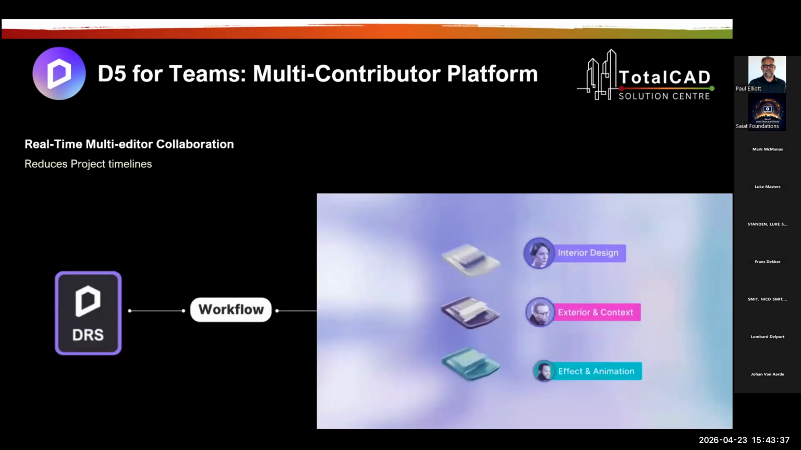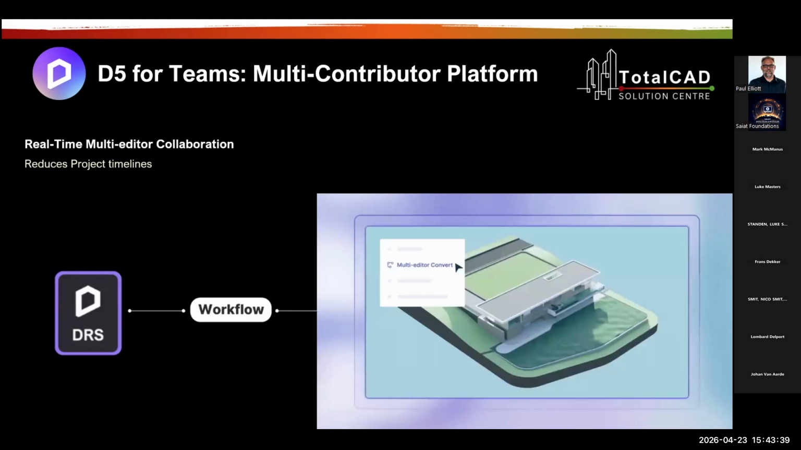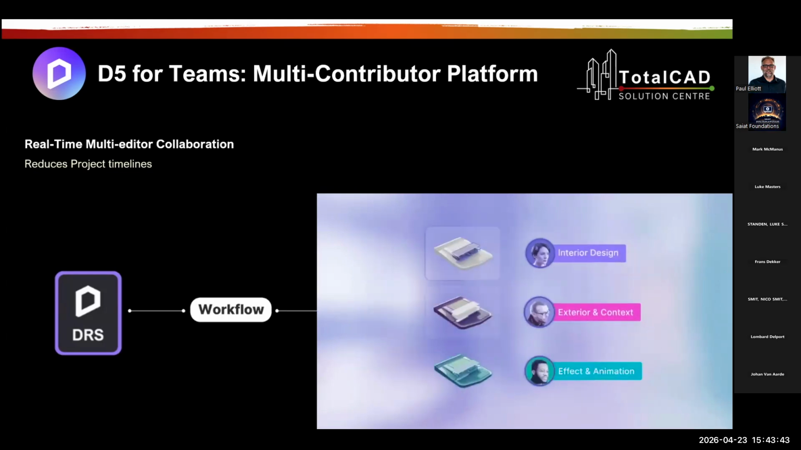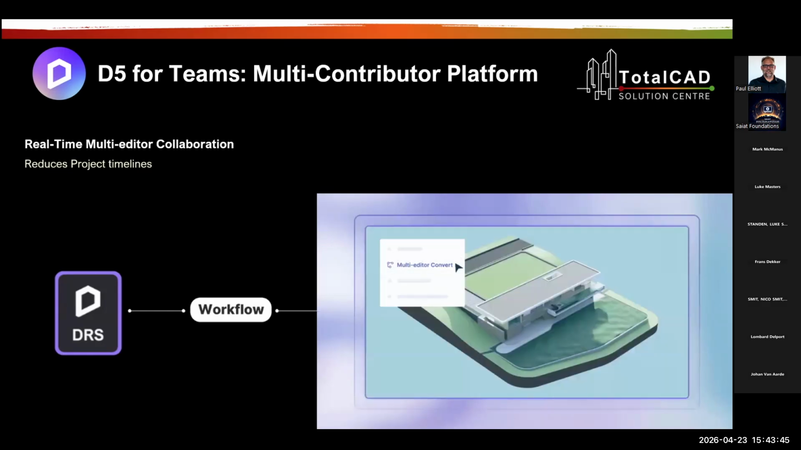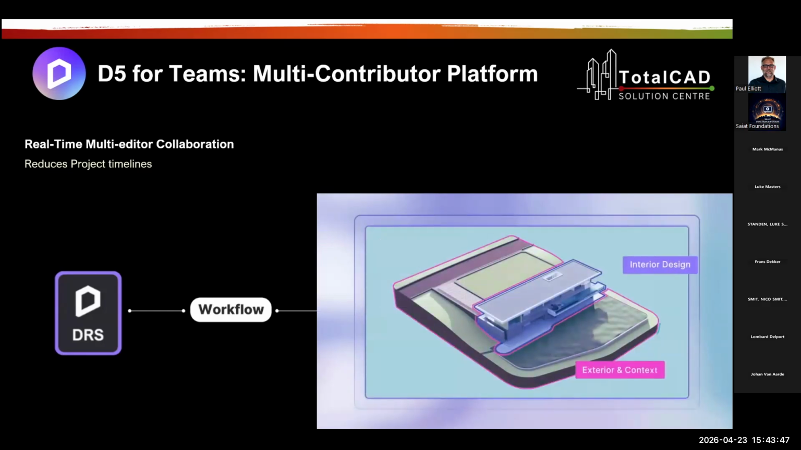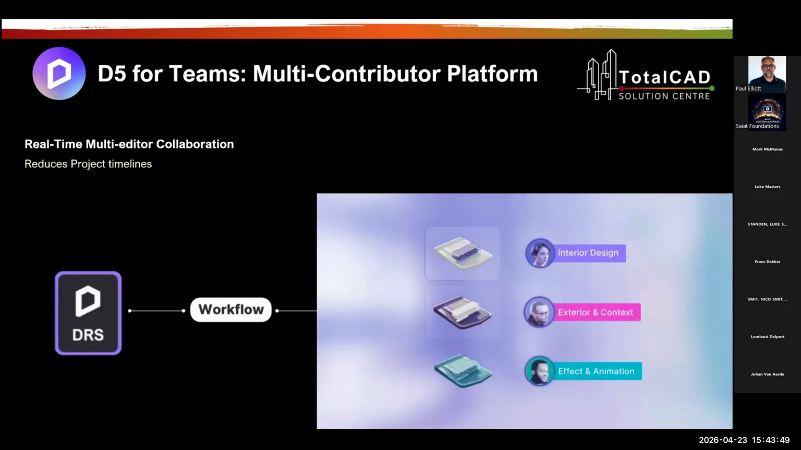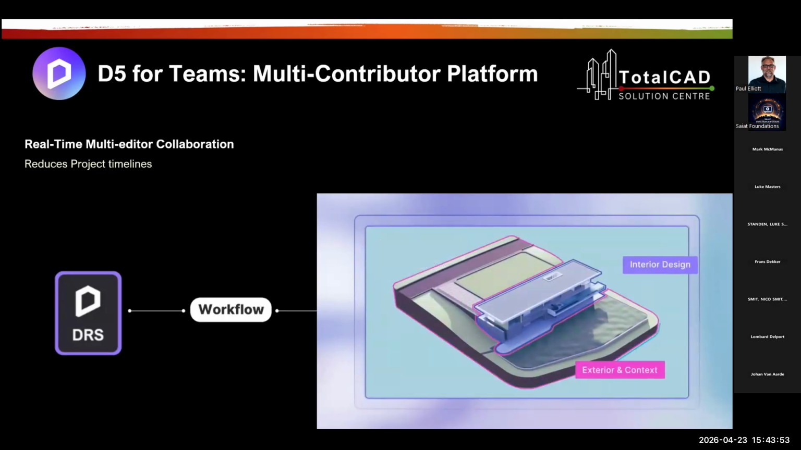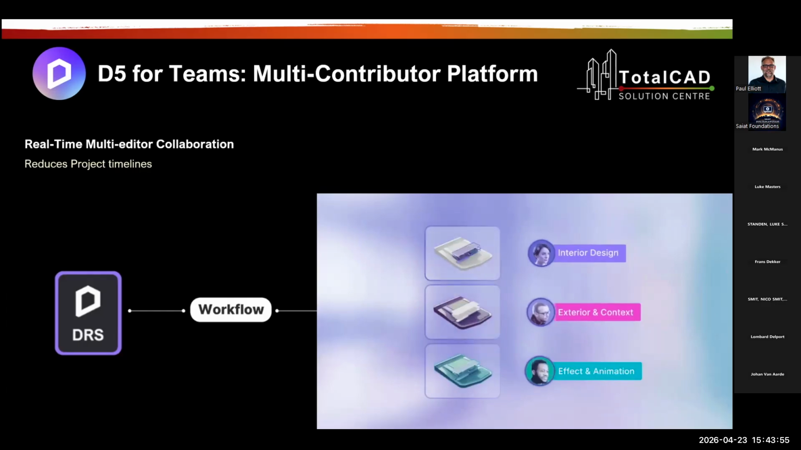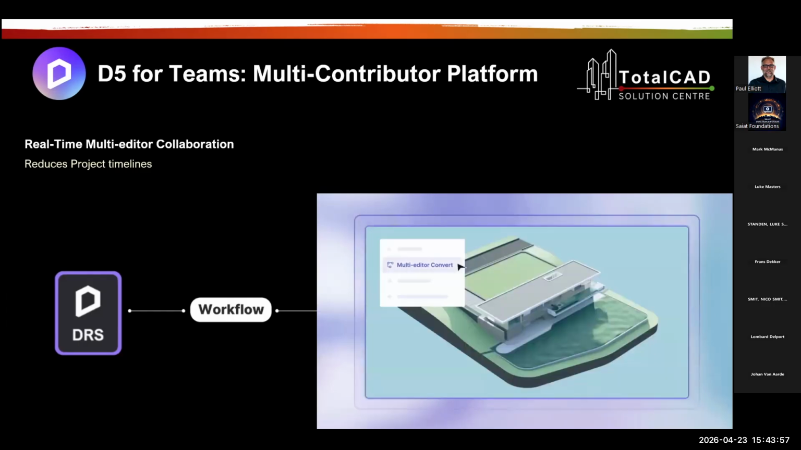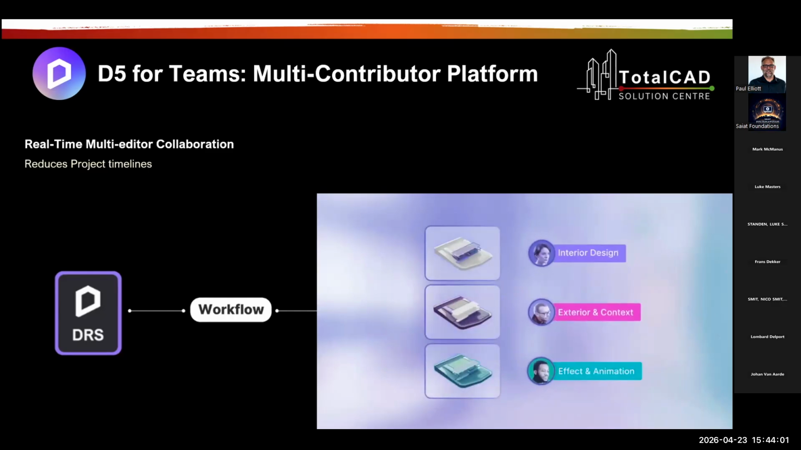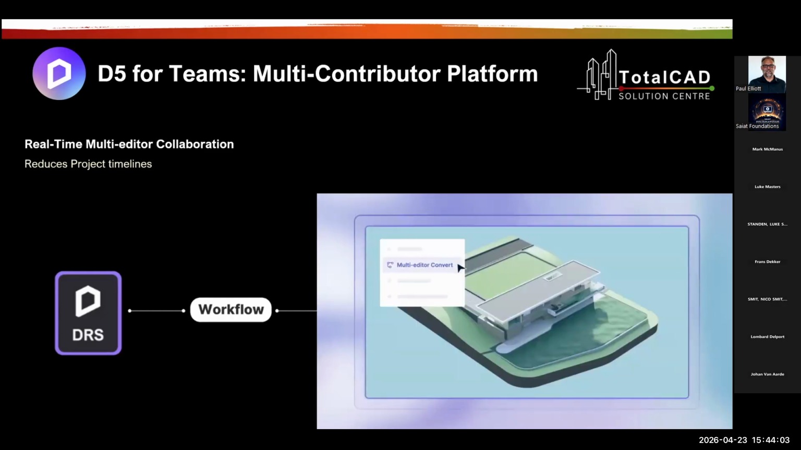The multi-contributor platform in D5 for Teams is a collaborative rendering solution designed to allow multiple team members to edit the same 3D scene simultaneously through the multi-editor version, breaking down projects into manageable work sets. It serves as a central hub for AEC teams to manage assets, share presets, and collaborate in real time within a shared environment.